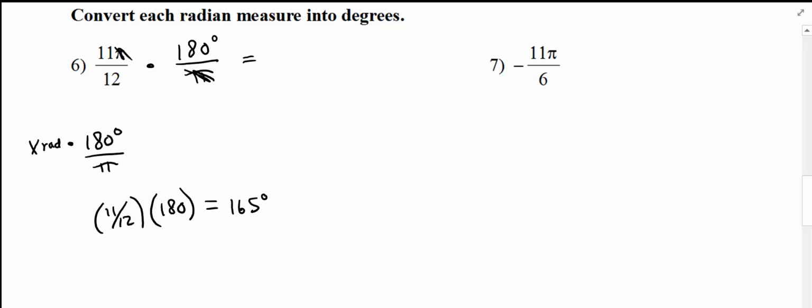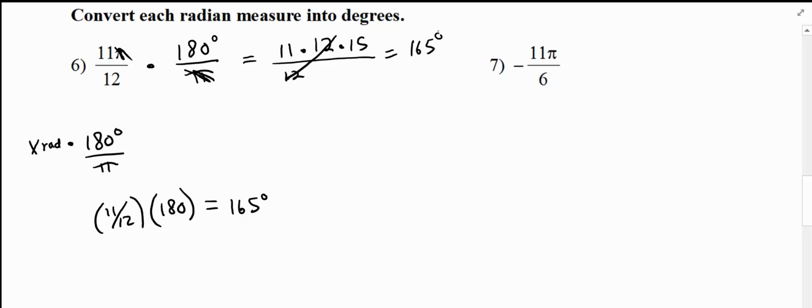But if you needed to do it without a calculator, well, just take 180, divide it by 12, that gives you 15, so we're going to have 11 times 180 is the same as 12 times 15, all over 12, those cancel. 11 times 15 is 165 degrees.